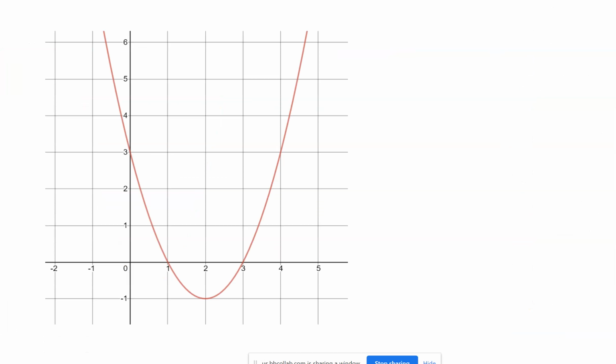Well, they're U-shaped, right? If you went to write your function, it'd be in this format. Yeah, there's an x squared.